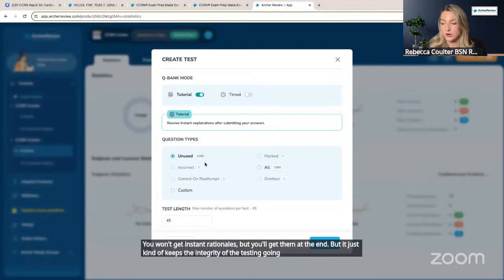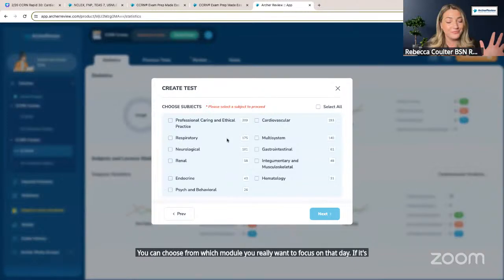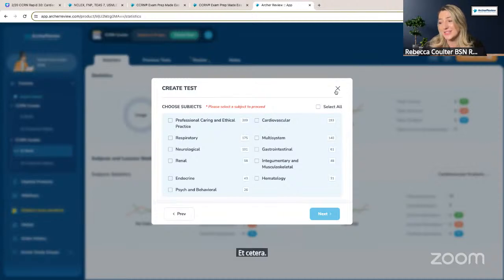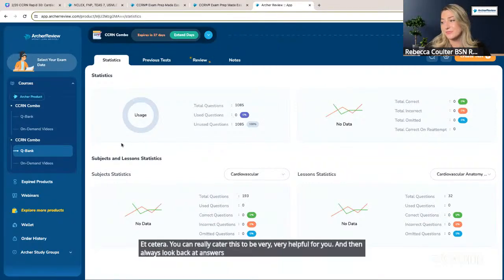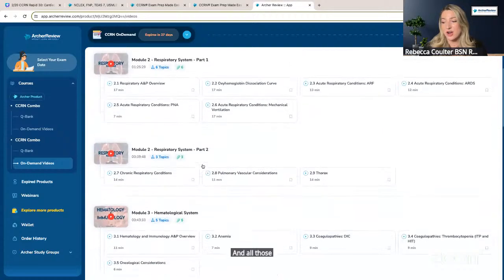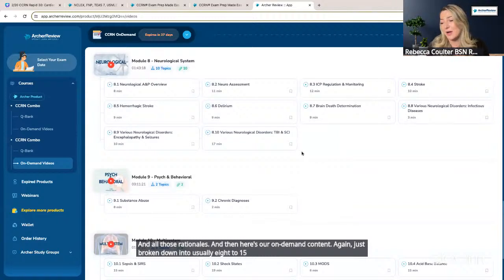And you can make sure you're only using unused questions. You can choose your test length. You can choose which module you really want to focus on that day, if it's respiratory, neurological, etc. You can really cater this to be very, very helpful for you. And then always look back at answers that you've already taken a look at, and all those rationales. And then here's our on-demand content. Again, just broken down into usually 8 to 15-minute sections, so that you can get really good bite-sized information. And if you really want to focus on one system or one concept that day, you're able to do that really easily. It's very personal.